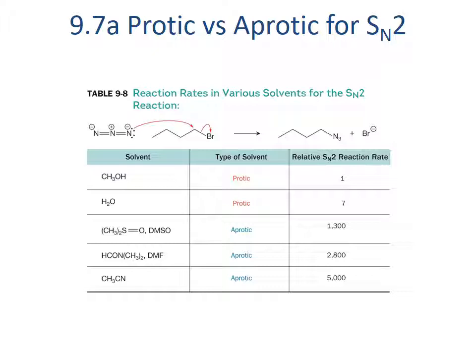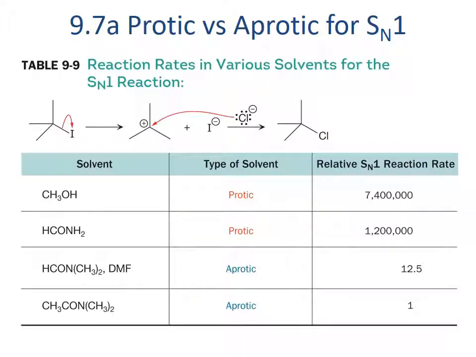Check out this table, which describes the rates of reaction for an SN2 mechanism in different solvents. See how much slower protic solvents are than aprotic solvents? Much slower. Also, this is a good reminder of some examples of each type of solvent. Water, amines, acids, and alcohols are all protic, while DMSO, DMF, and acetonitrile are examples of aprotic solvents.